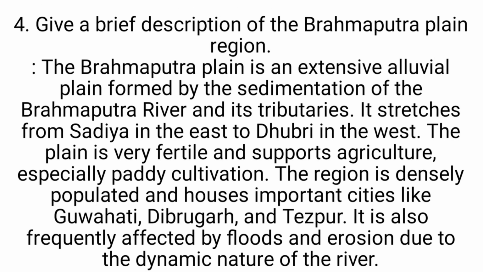Question number 4. Give a brief description of the Brahmaputra Plain region. The Brahmaputra Plain is an extensive alluvial plain formed by the sedimentation of the Brahmaputra River and its tributaries. It extends from Sadiya in the east to Dhubri in the west. The plain is very fertile and supports agriculture, especially paddy cultivation. The region is densely populated and houses important cities like Guwahati, Dibrugarh and Tezpur. It is also frequently affected by flood and erosion due to the dynamic nature of the river.